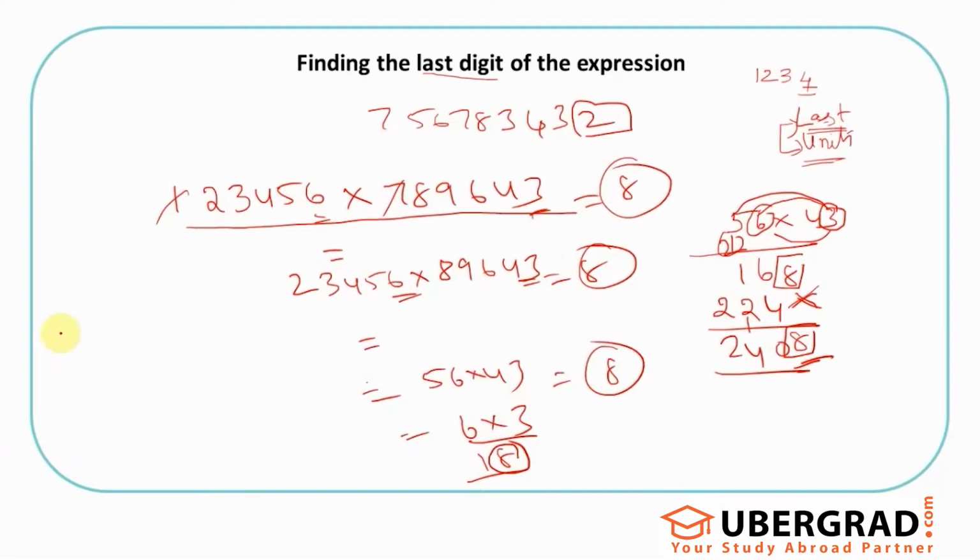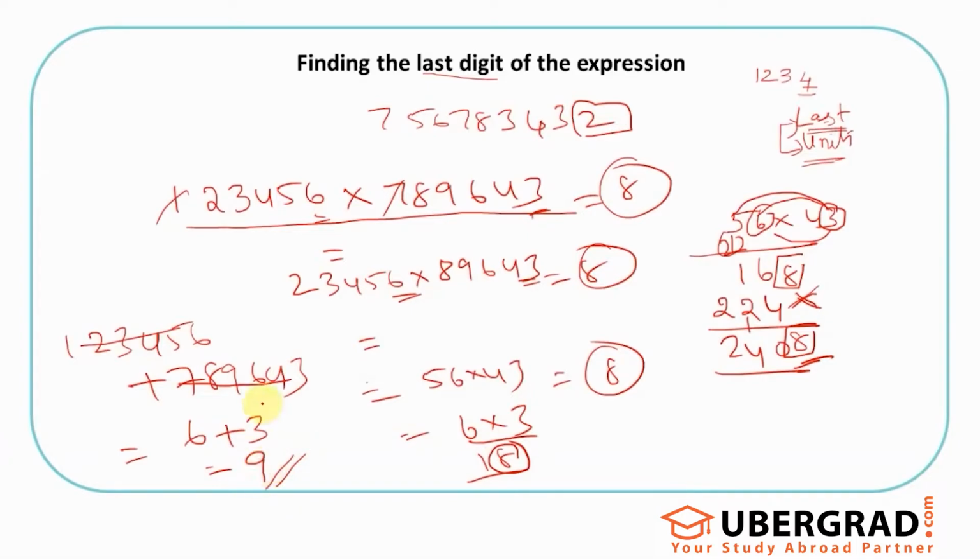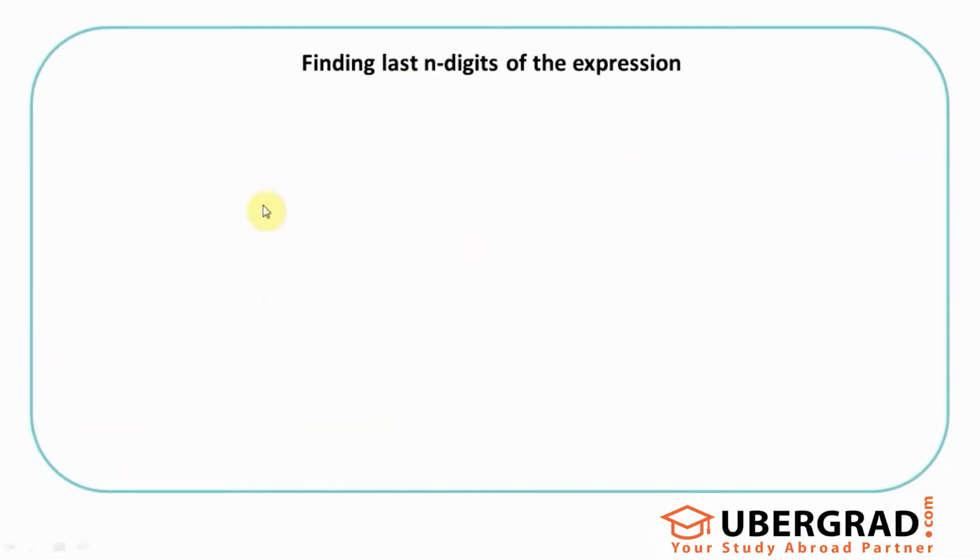The other thing could be on the addition side. If I say 123456 plus 789643, again what's the last digit? Just ignore everything else. That boils down to 6 plus 3 is 9, and that's what the whole expression would be. So the expression could be multiplication, addition or subtraction. If it's asking you to find the last digit, all you need to do is focus on the last digits of the whole expression.